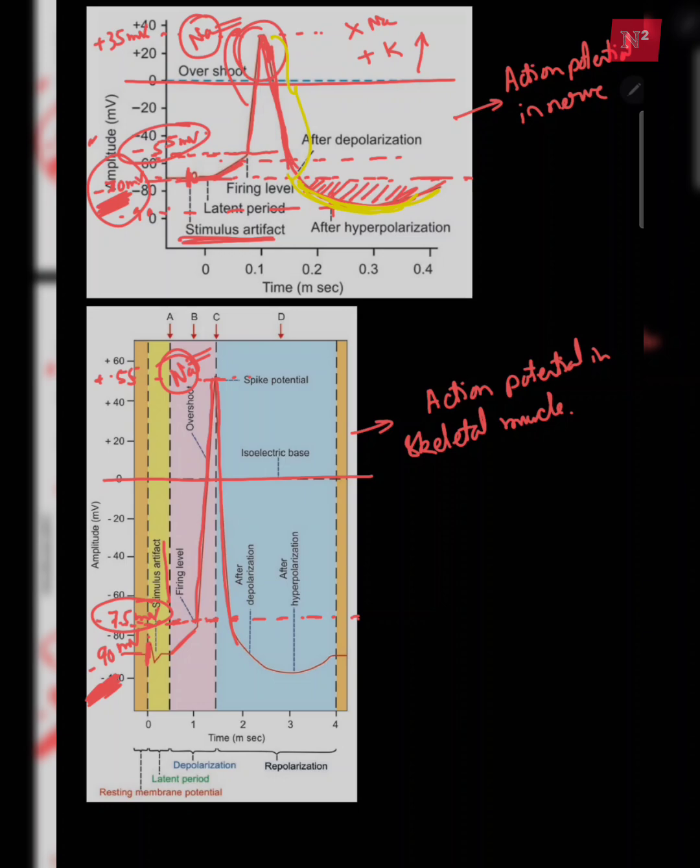Okay, in the case of skeletal muscle, when the repolarization is taking place and it reaches the baseline, which is minus 90 millivolt, it overshoots. Okay, this is called after hyperpolarization.